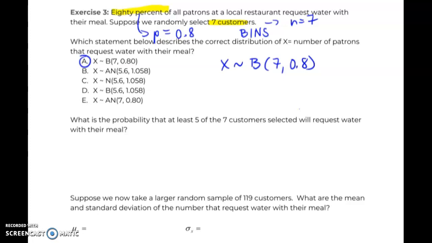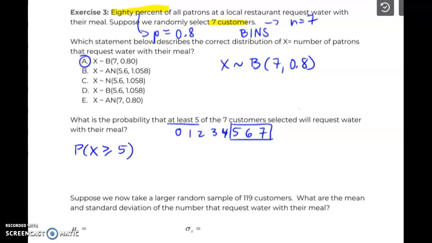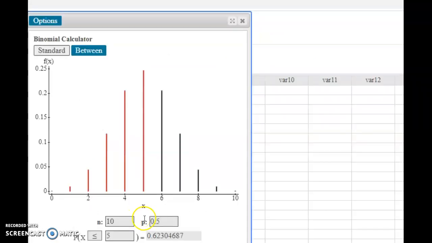So with that, we can now find the probability that at least 5 of the 7 customers request water. If we write down all of our choices, at least 5 means 5, 6, or 7. So we are looking for the probability that X is greater or equal to 5, and then we can go to our online calculator on StatCrunch. So going to Stat, Calculators, Binomial, we'll bring up our binomial calculator.